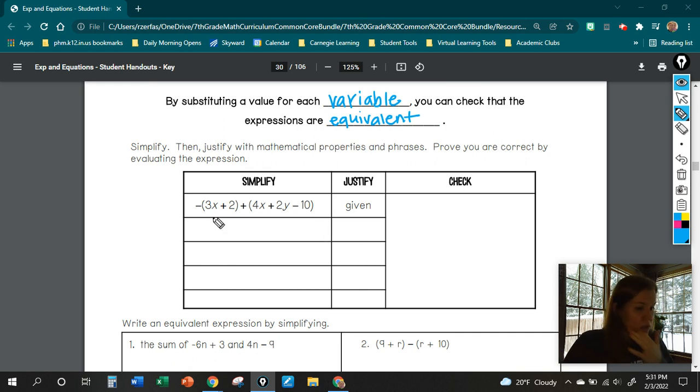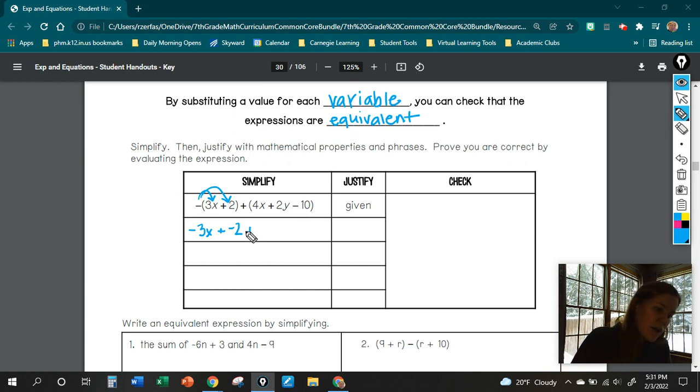So here we go. Here's our given expression. So we have this negative of the quantity 3x plus 2. We do have to distribute that negative 1, that negative in. So this is negative 3x plus negative 2. Remember when we learned about factoring, when we take out a negative, we flip the signs of the numbers. So we're going to flip those numbers back.